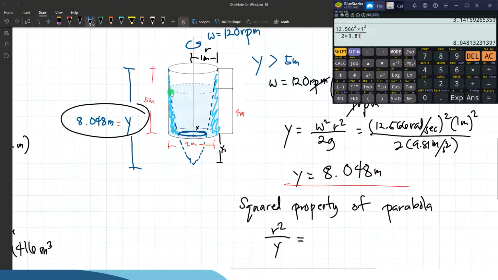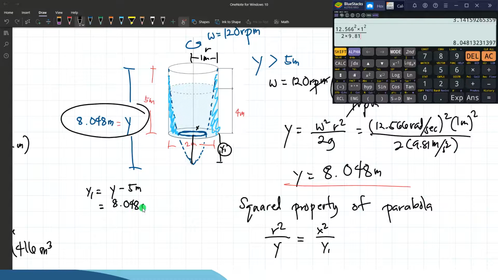We equate that to the smaller parabola, because this will be your bigger parabola, which is this one, r squared over y, and our smaller parabola will be this one. So we take the smaller radius, which is x. That's x squared, and its depth, which is this distance right here. We can determine y1 by simply subtracting the total depth of the container from the computed y. So y1 equals y minus 5 meters.